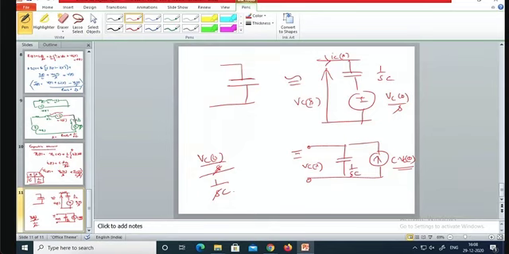You have to understand, whenever you find a capacitor, it has to be replaced by the Laplace term 1 by SC. Next, come back to the behavior of the inductance.